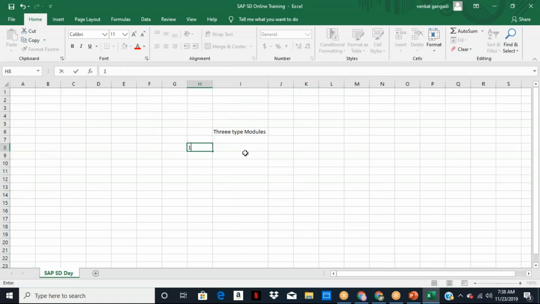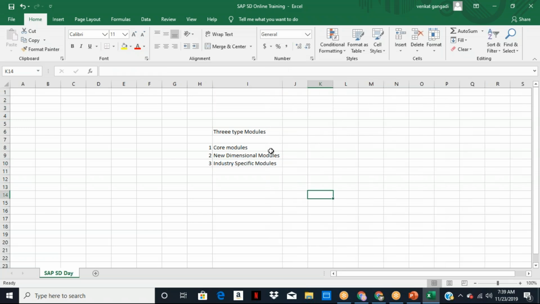The first category of modules is core modules, and the second type is industry specific new dimensional modules, and then industry specific modules.